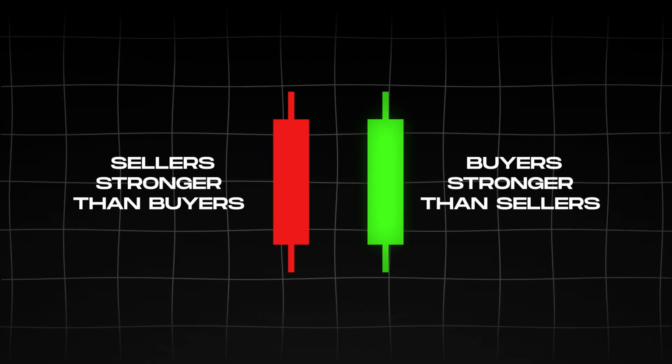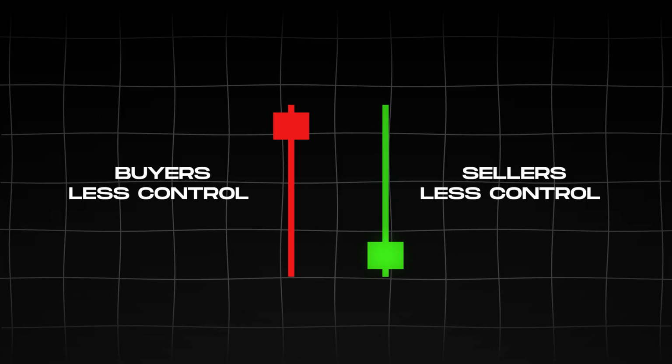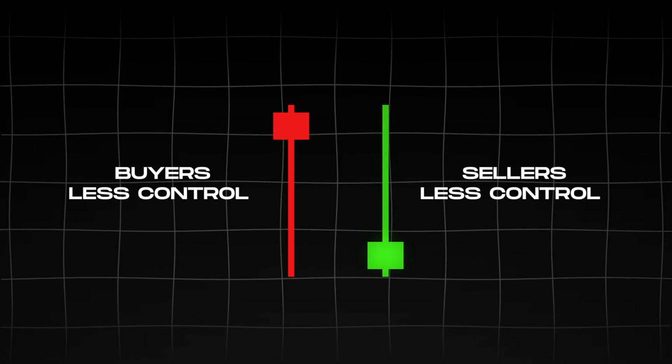If the body of the candlestick is relatively larger than the wicks, it shows that either buyers or sellers were in control. On the other hand, if the body is smaller than the wicks, it indicates less control from both sides and a tough battle between buyers and sellers.